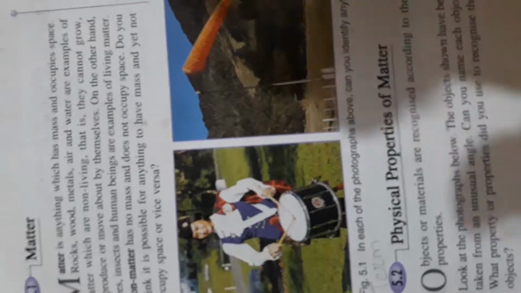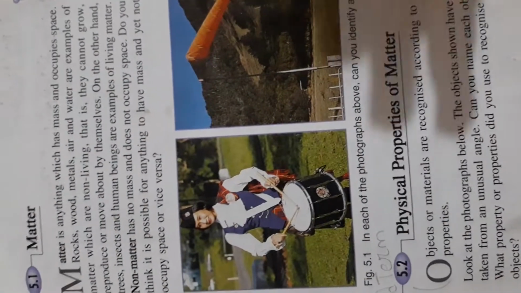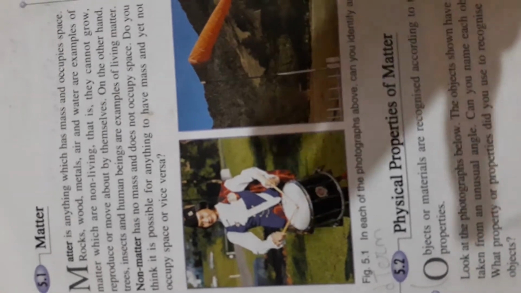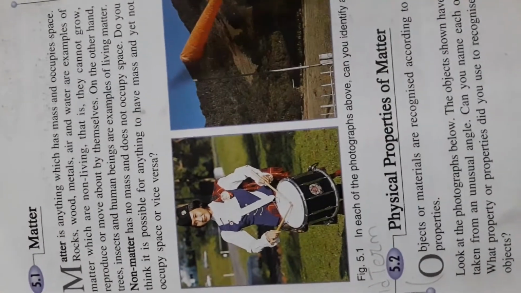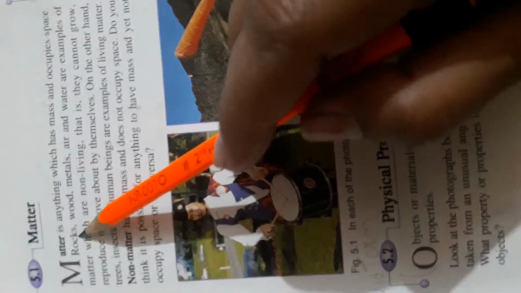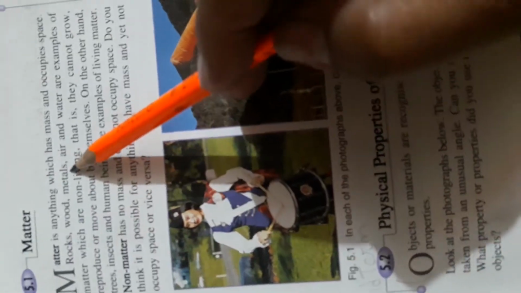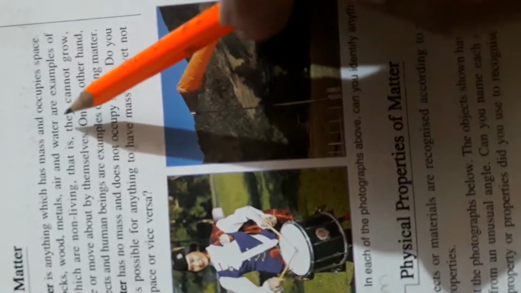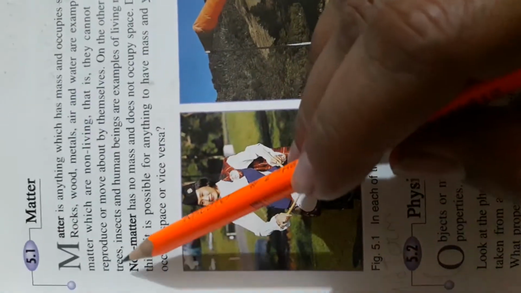Any such thing that occupies space in three dimensions and has a particular weight, we call that thing matter. Rocks, wood, metal, air and water are examples of matter which are non-living, that is, they cannot grow, reproduce or move about by themselves.